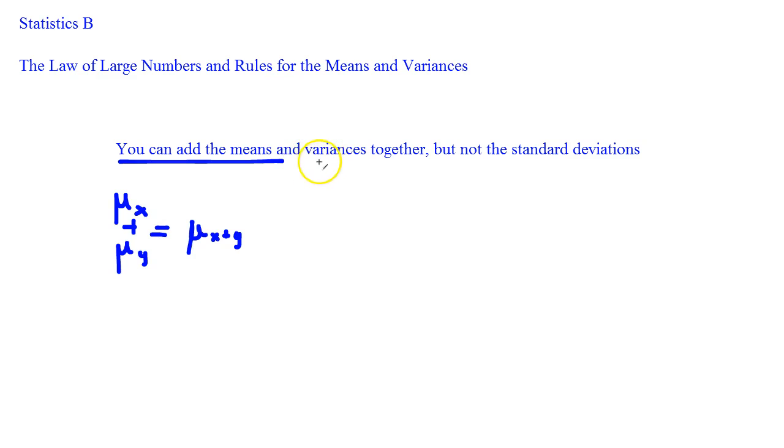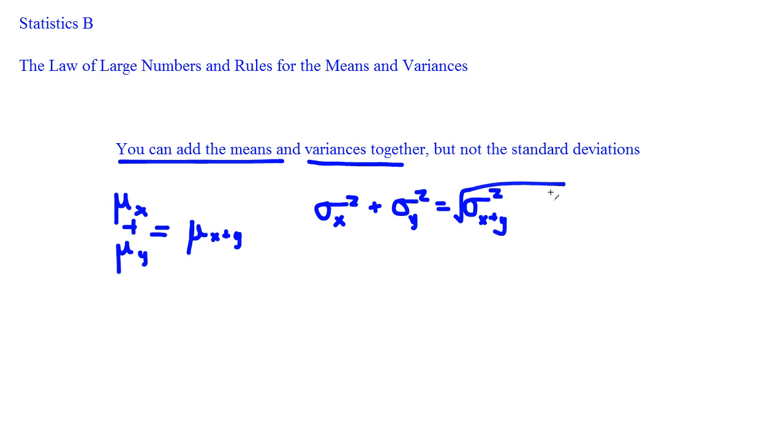Okay, now you can add the variances together as well, and the variances are going to be represented by sigma squared. Okay, so you can take two variances and add them together, and you can get the new variance. Now, to get the new standard deviation, okay, you need to actually square root that once you do it.